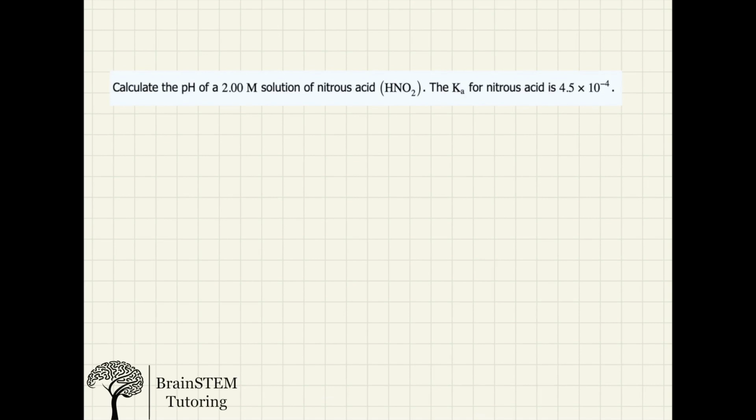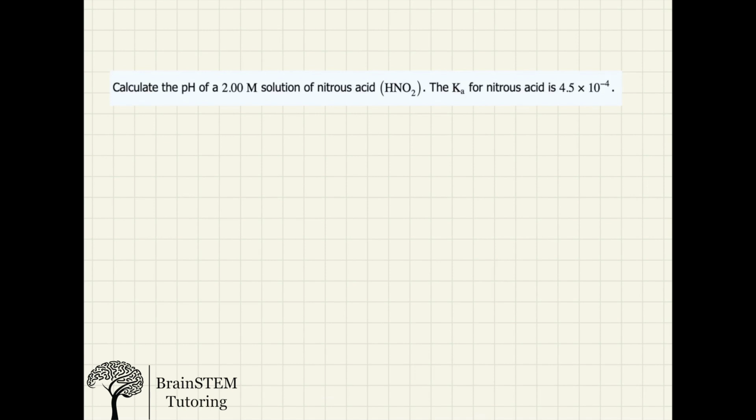Hello everyone. In this video we'll be talking about how to calculate the pH of a weak acid. So here we have a pretty typical question. It says calculate the pH of a 2.00 molar solution of nitrous acid. The Ka for this nitrous acid is 4.5 times 10 to the negative fourth.